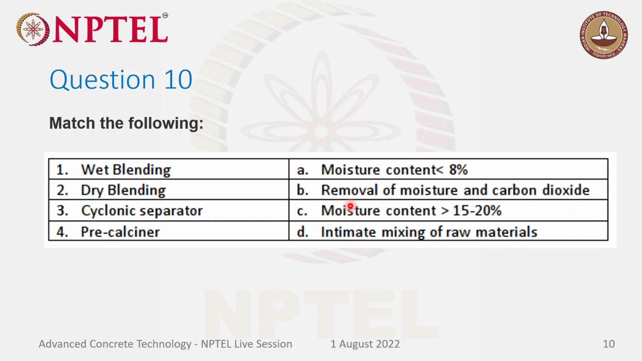I've already explained what a pre-calciner is to a certain extent, which is in the preheater zone. Okay, what is the role of the preheater zone and what is the role of the cyclonic separator?